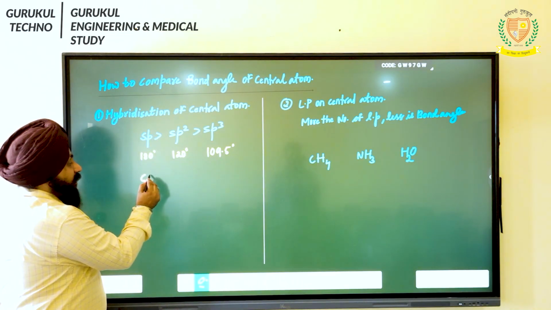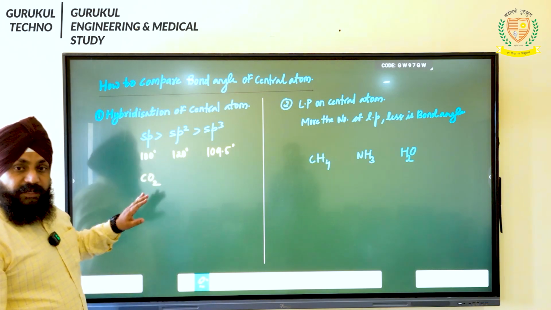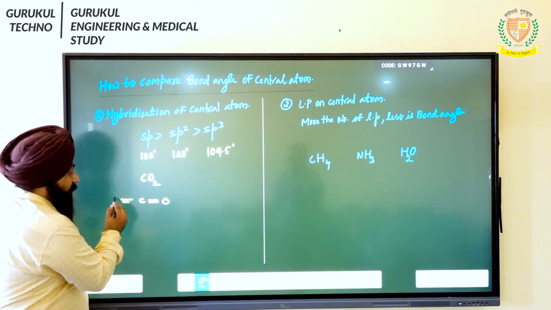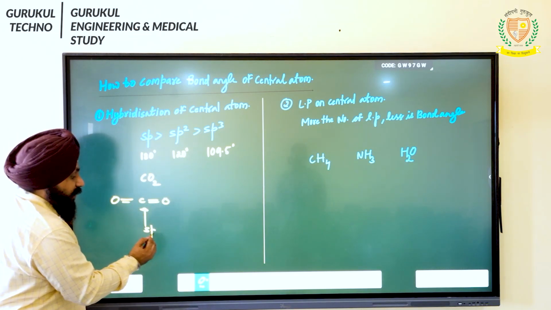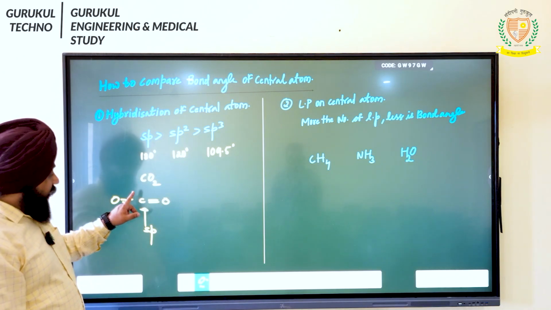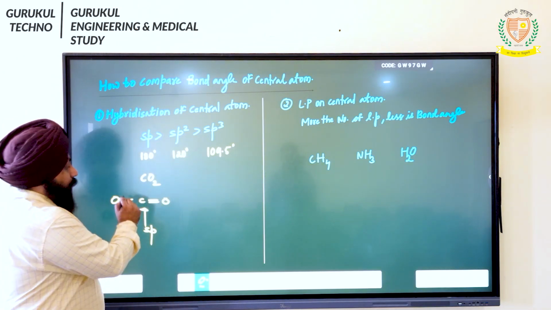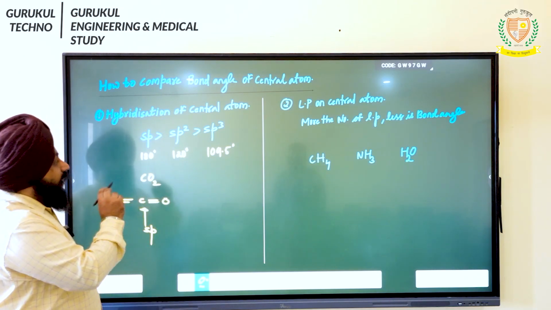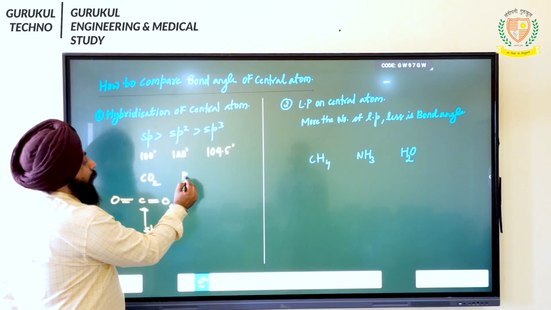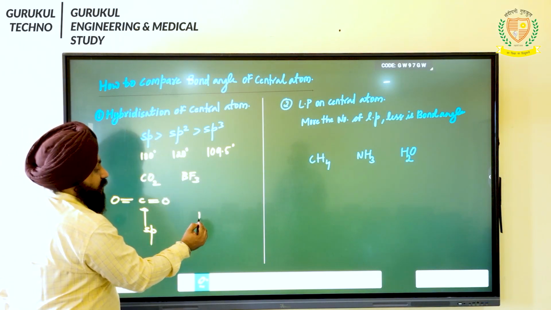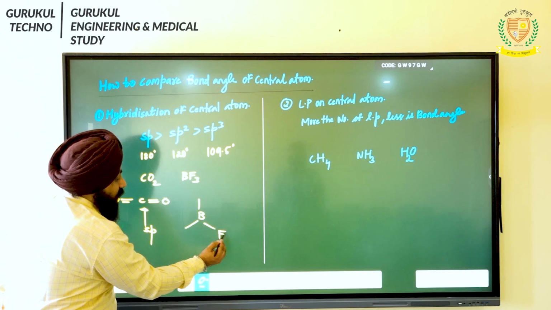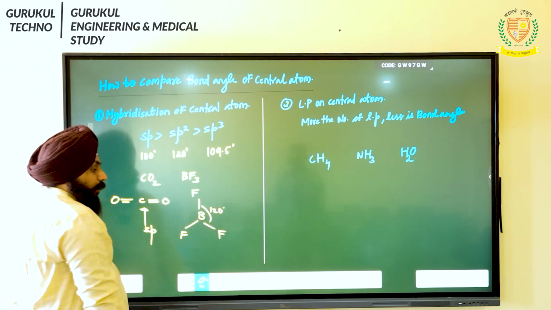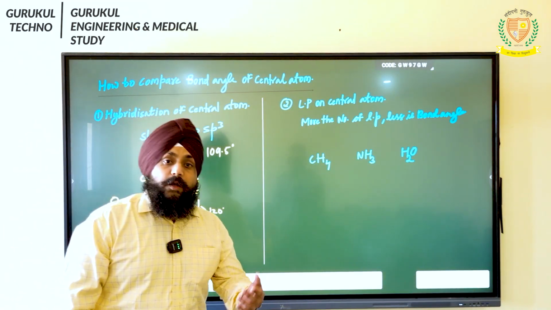See students, here I am taking some examples. I say there is carbon dioxide. Yes students, we are writing carbon dioxide over here. For carbon dioxide, the central carbon is sp hybridized. So bond angle is 180. So when it is sp hybridized, bond angle will be more. See students, when we talk about BF3, it is sp2 hybridized and the bond angle is going to be 120.